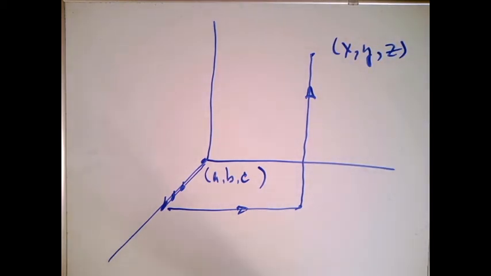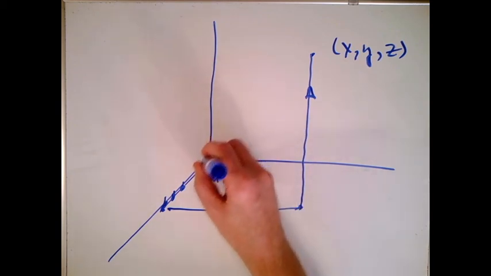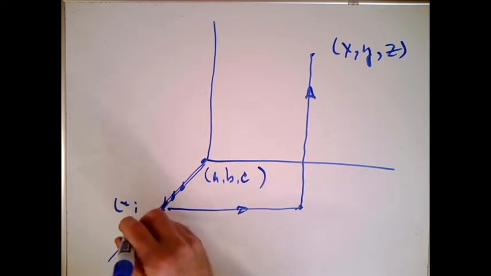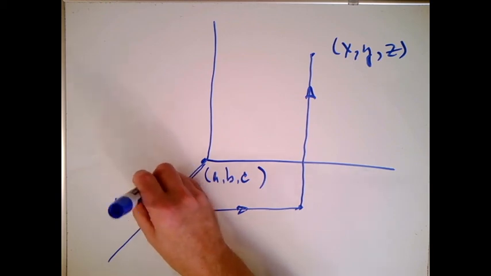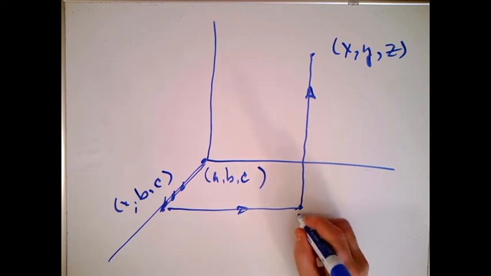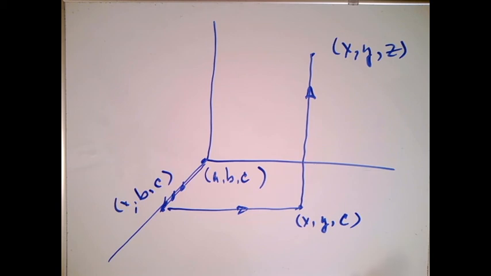Now we can figure out what the coordinates are of each point here. Let's do this first. When I walk from here along here, z isn't changing, and y isn't changing. The only thing that changes is the x-coordinate, from a to whatever the x-coordinate is over here. So this is just going to be the point (x, b, c). As I walk along this way, the x-coordinate doesn't change and the z-coordinate doesn't change. The only thing that changes is the y-coordinate, so this is going to be the point (x, y, c). Then as I go from here to here, the x-coordinate and the y-coordinate don't change. The only thing that changes is the z-coordinate.